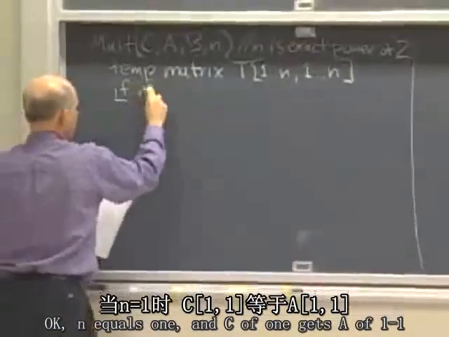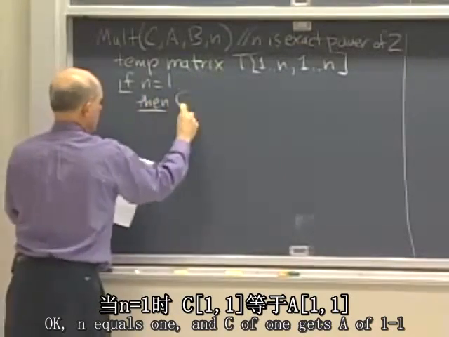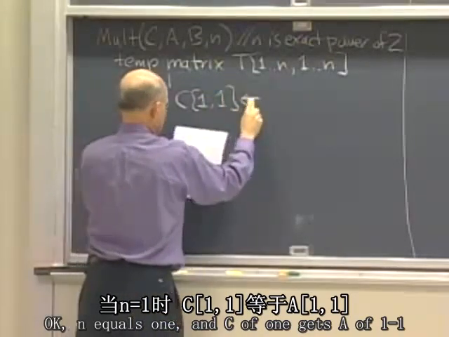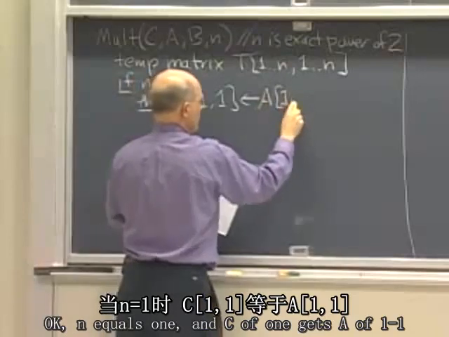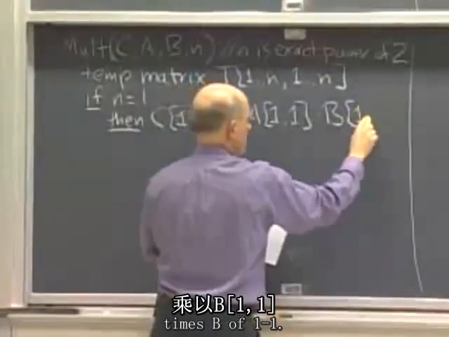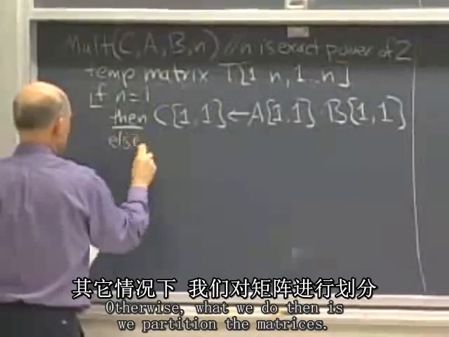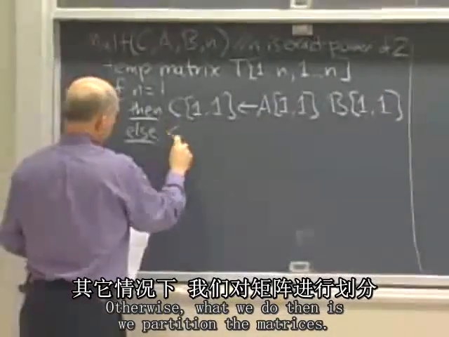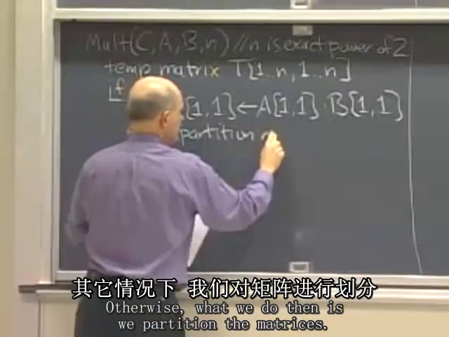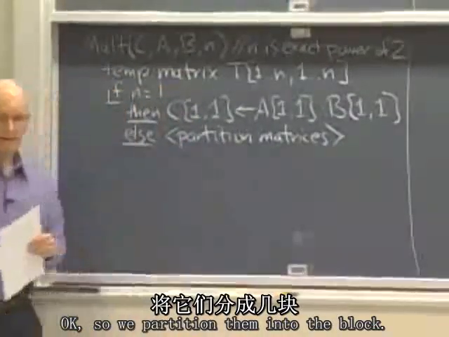Okay, if n equals 1, then C of 1 1 gets A of 1 1 times B of 1 1. And otherwise, what we do then is we partition the matrices. Okay, so we partition them into the blocks.